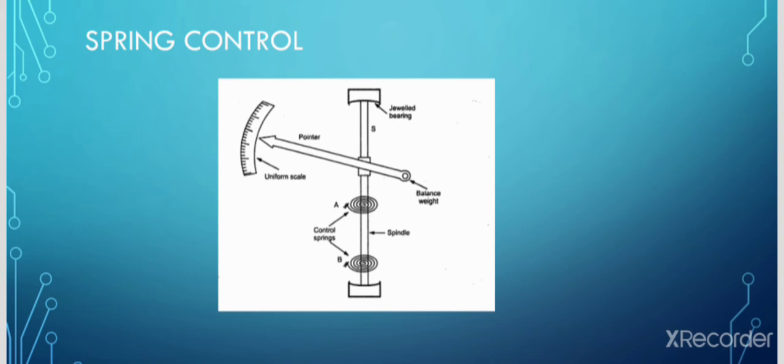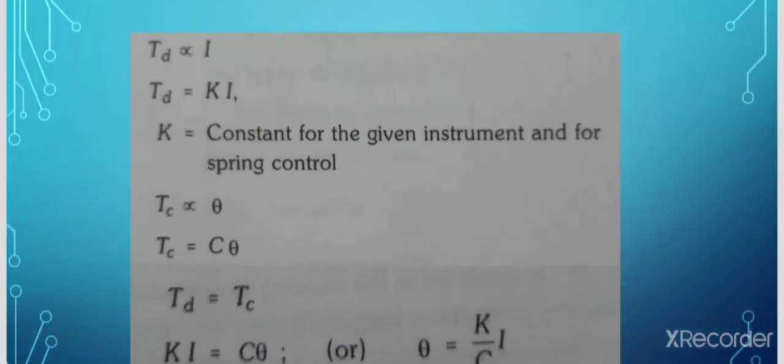Coming to the working principle of a spring control system. When some current is passed through it, it gives some deflecting torque, that is tau d will be produced in it. With the deflecting torque, the pointer will start its movement from the 0 position. As the pointer starts deflection, the 2 hairsprings will produce the controlling torque in the opposite direction. So with the controlling torque, the pointer will stop at a particular position. It means the controlling torque is proportional to the angle of deflection of the pointer. So we say that tau c is proportional to theta, and tau d is proportional to current I.